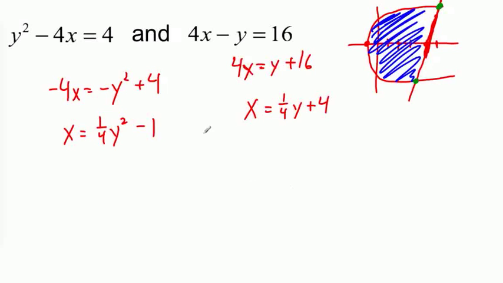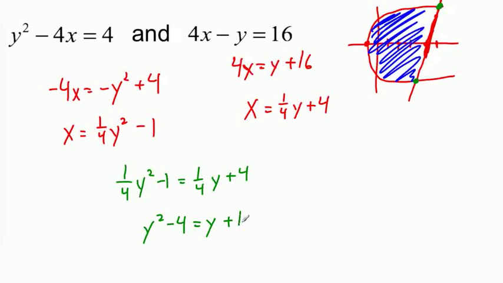And if you want to know where two functions cross, what you're going to do is set them equal to each other. So I end up getting 1/4 y squared minus 1 equals 1/4 y plus 4. And what I'm going to do is make it so there's no fractions. So I'm going to multiply both sides by 4. So that gives me y squared minus 4 equals y plus 16.